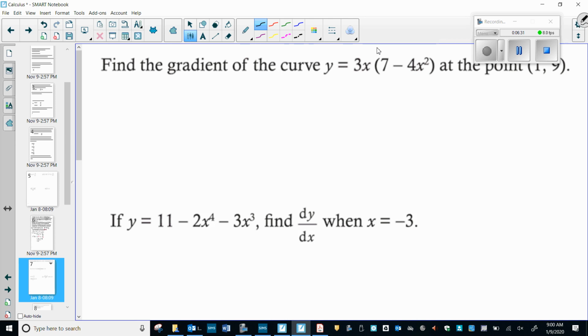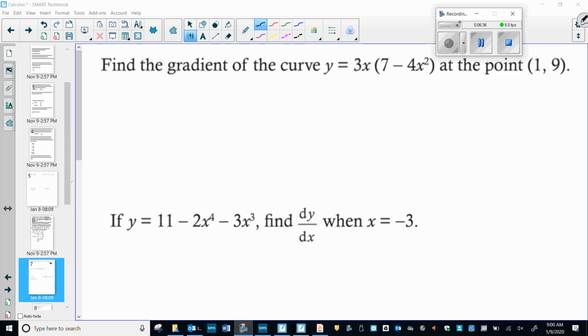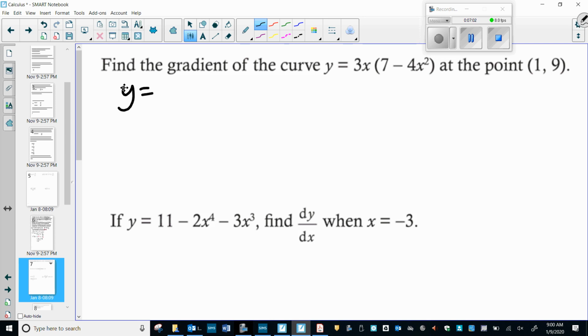So find the gradient of the curve y is equal to blah blah at the point (1, 9). Any suggestions what we would do here? We've got 3x in front of our bracket. Expand out, perfect. Always look at your function and ask, can I differentiate this as it is? We haven't talked about anything being multiplied by something else, so we need to expand that out first. So the first step is to expand that.